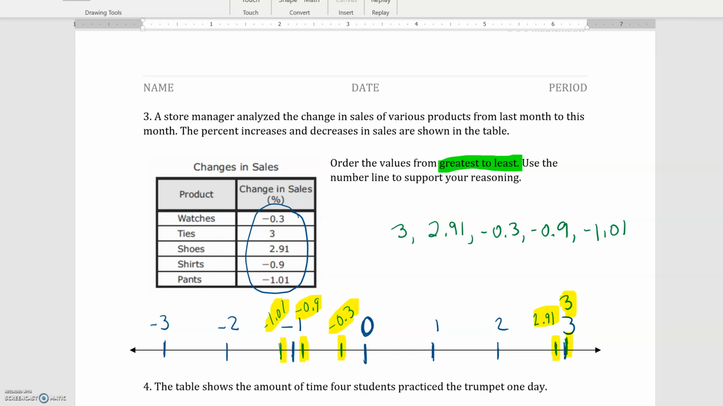Check your work here. You see where I did a highlight of where each number goes on the number line? Be mindful of where they're placed relative to the tick marks. And I did greatest to least, so it's going to be 3, then 2 and 91/100ths, then -3/10, then -9/10, then -1 and 1/100th.